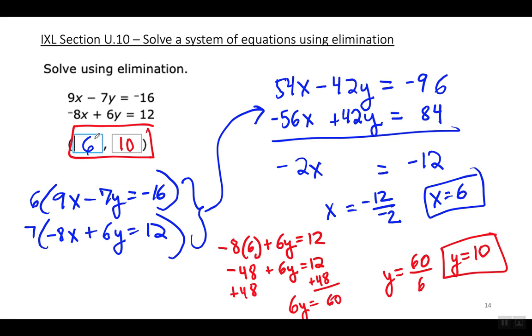If I substitute those values for x and y on the top equation as well as on the bottom, it'll make the two equations true. Alright guys, that concludes today's lesson.